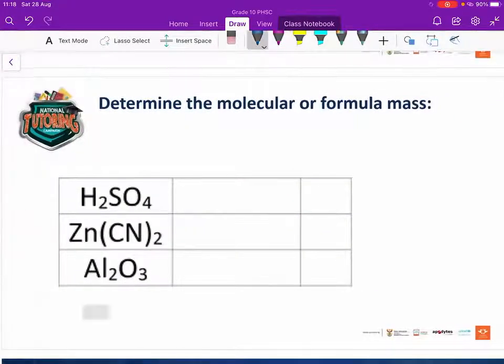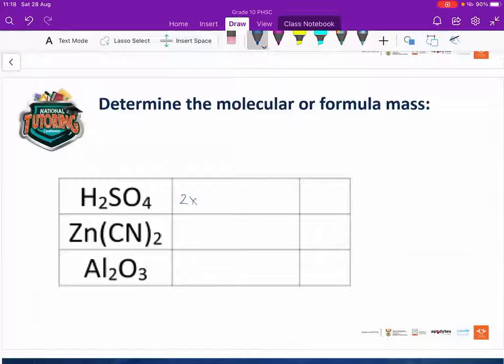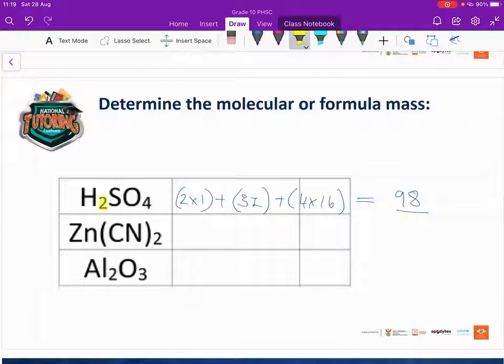Now we're going to have 2 hydrogens, so it's 2 times 1. Then we have 1 sulfur, which is 32. Okay, we're getting it from the periodic table. And then we're adding it to our 4 oxygens. Okay, I ran out of a bit of space there. 4 oxygens. And now I'm going to add that all up on my calculator, and I get 98. Okay. So what I'm trying to point out to you here is your subscripts, and make sure that you take them into account when you're calculating the molecular or formula mass.